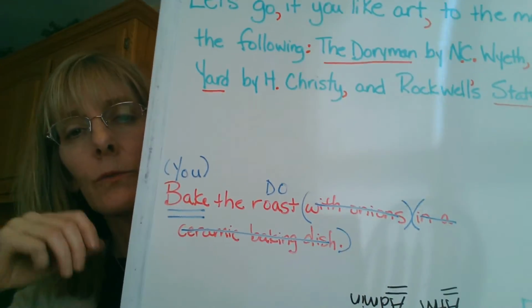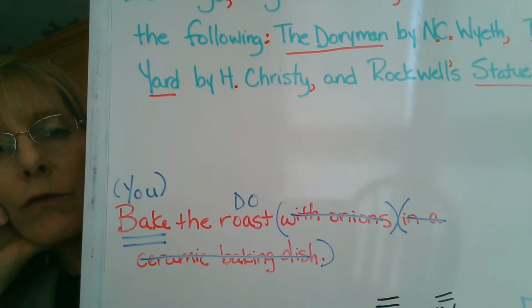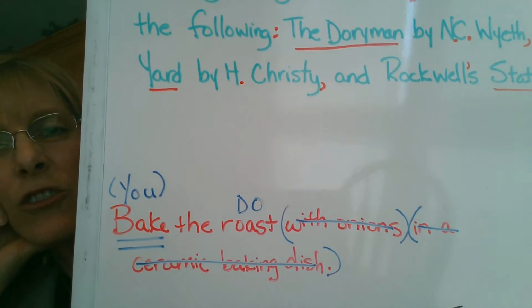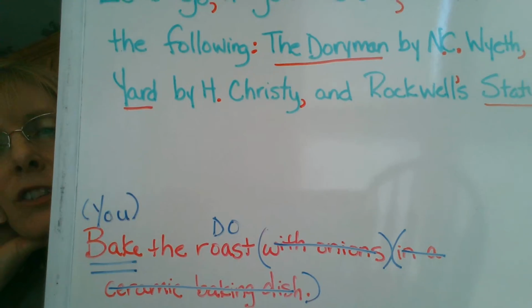What's the subject? The subject is you, understood. So you would write the word you and put it in parentheses and underline it. You. You what? What are you doing? Bake. Bake is underlined twice. That's the verb. You bake what? You bake roast. Roast is the direct object. So this is what it should look like. You bake the roast. And then cross out those prepositional phrases. We just don't need them.